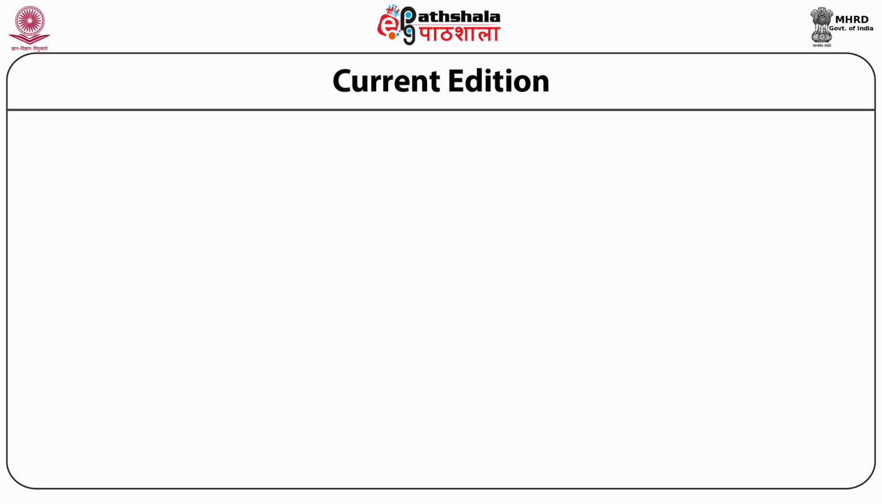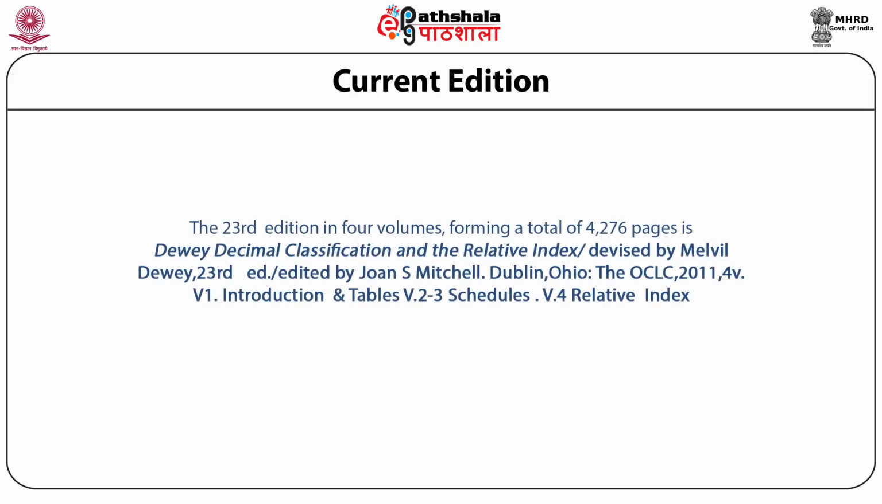Since its beginning in 1876, it has continuously been edited and produced in new editions. The latest edition is the 23rd one, which was published in the year 2011. Its bibliographical details are as follows. The title is Dewey Decimal Classification and Relative Index devised by Melville Dewey. 23rd edition was edited by John S. Mitchell. Publisher is Dublin, Ohio, the OCLC, and in the year 2011. That is in 4 volumes.